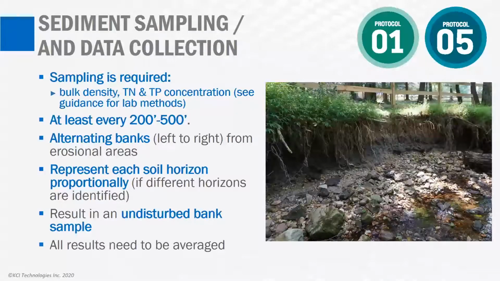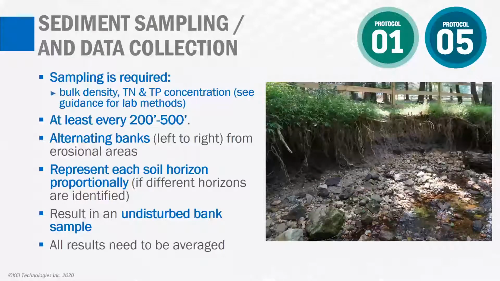So now let's talk about sediment sampling. A major change to the protocols is the requirement for site-specific sediment samples. This is because they really realized that bulk densities, for example, varied greatly, and the numbers used in the previous guidance often overstated the bulk density and resulted in inflated loads. So according to the revised guidance, sampling is required, and sampling needs to be taken at least every 200 to 500 feet. So at each sampling site, a bulk density, nitrogen concentration, and phosphorus concentration sample need to be collected.